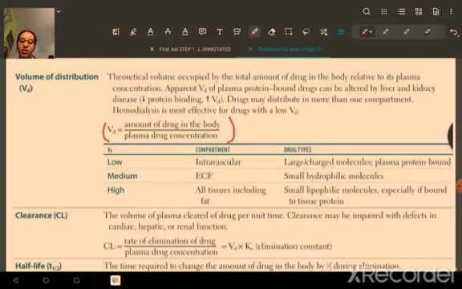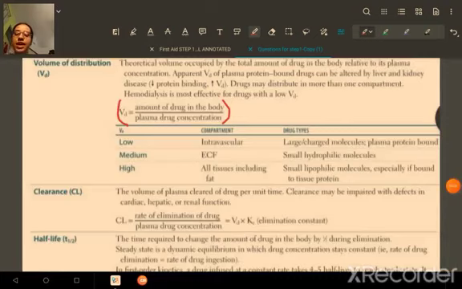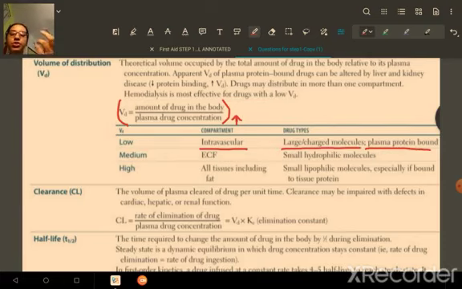Now, distribution. When a drug is distributing from the blood to the tissues and organs, the distribution will depend on the drug's properties. A drug has a low VD. A low VD means that the drug is going to be mainly intravascular. Its plasma concentration is going to be high. It's going to be highly plasma protein bound. It will be a large charged molecule that prefers to stay intravascularly rather than in the tissues. That's why it has a low VD.